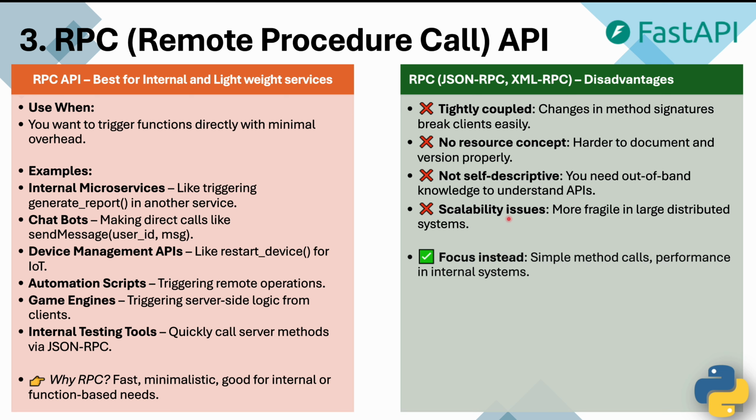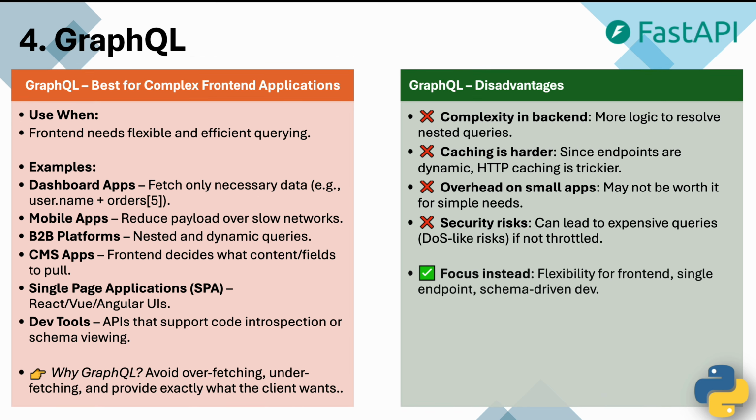Scalability issues: it is more fragile in large distributed systems because of its scalability issues. Focus instead on simple method calls and performance in internal systems. If you want to improve those, then go for RPC. Let's go for the next API.